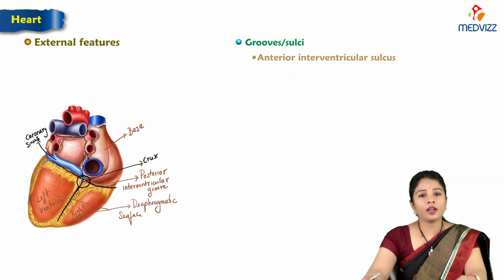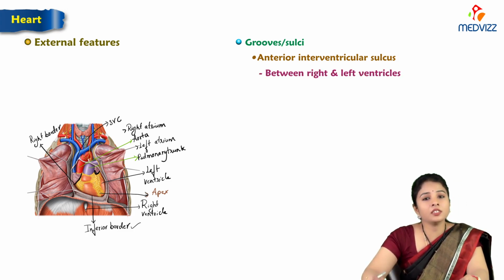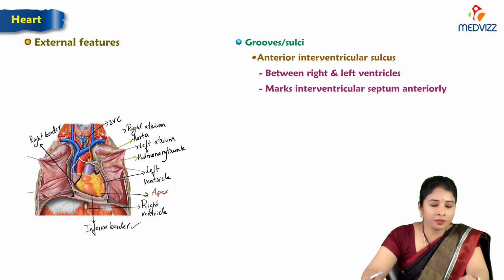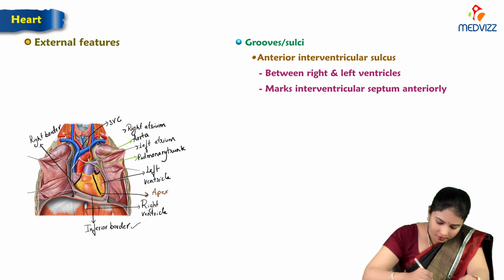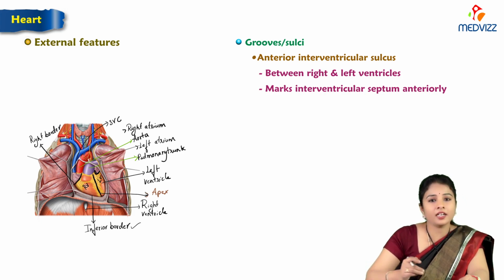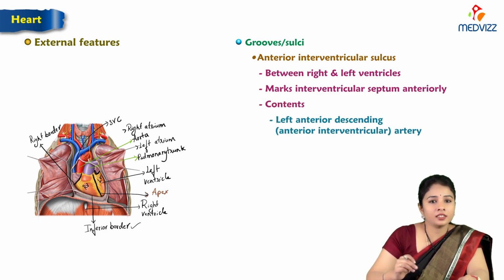So moving on to the anterior interventricular sulcus. The anterior interventricular sulcus is between the right and left ventricles anteriorly, and it marks the interventricular septum anteriorly. So this one here separates the right ventricle from the left ventricle. This sulcus which is present anteriorly is the anterior interventricular sulcus, and it contains the left anterior descending artery or anterior interventricular artery and great cardiac vein. So these are the contents of the anterior interventricular sulcus.